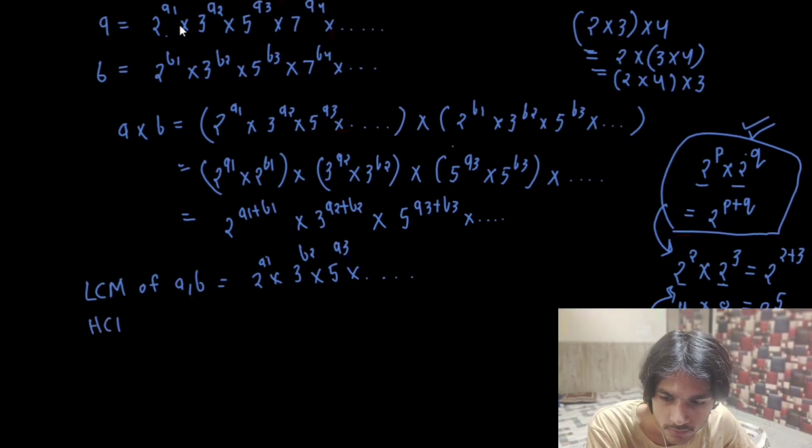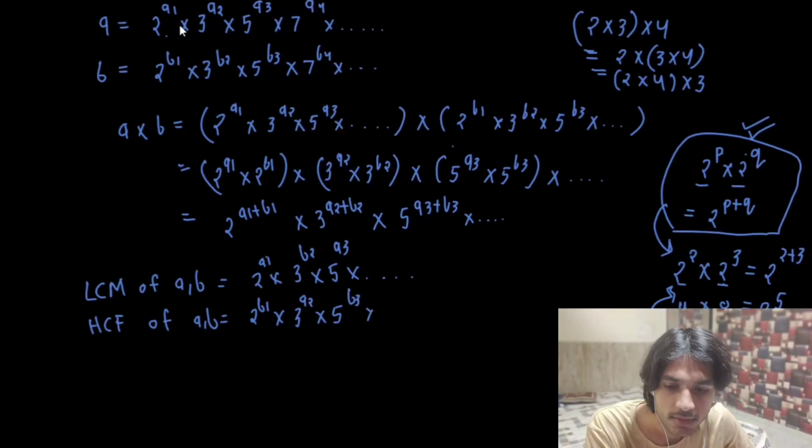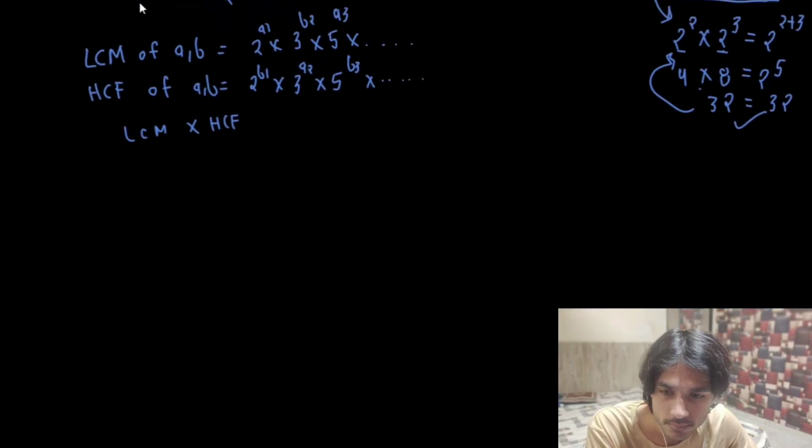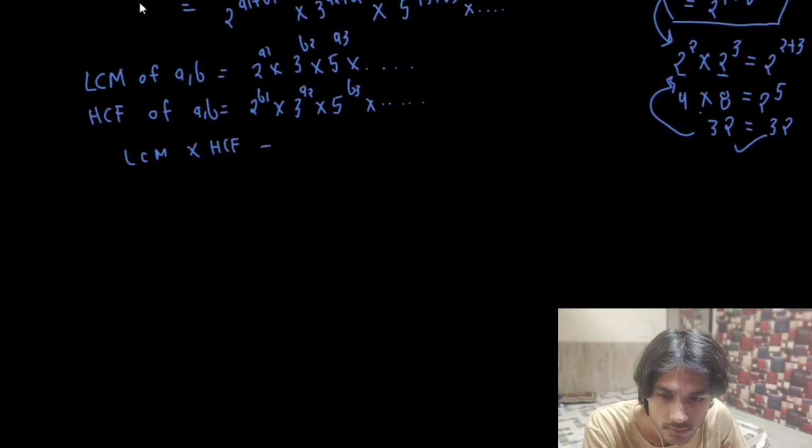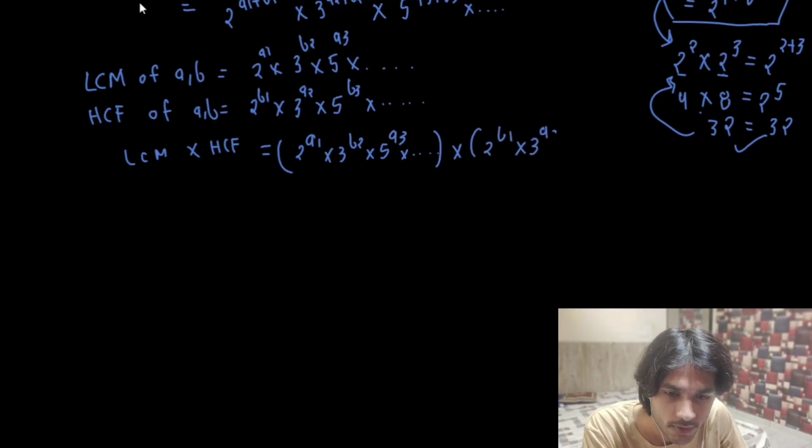So during HCF of A and B, because A1 is the lowest power, B1 has to be the greatest power. Because B2 is the lowest power, A2 has to be the greatest power. If A3 is the lowest power, then B3 has to be the greatest power. So when I take the product of both the LCM and HCF, what I'm going to get is 2 to the power A1 multiplied by 3 to the power B2 multiplied by 5 to the power A3, and whatever this is, we will multiply this by 2 to the power B1, 3 to the power A2 multiplied by 5 to the power B3, and so on.